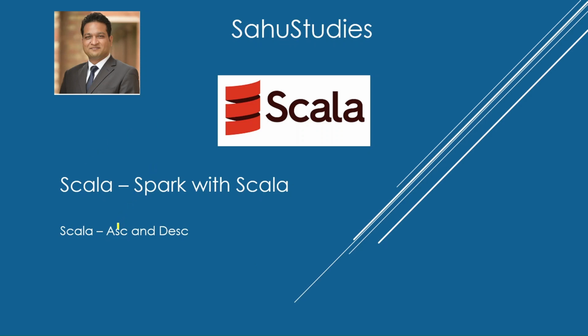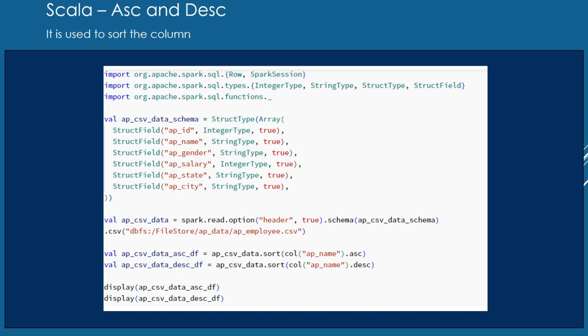In this video, we are going to see how ascending and descending function works in Scala. So, why do we use ascending and descending function? It is used to sort the column of a data frame. In this exercise, I am just importing all the required variables.